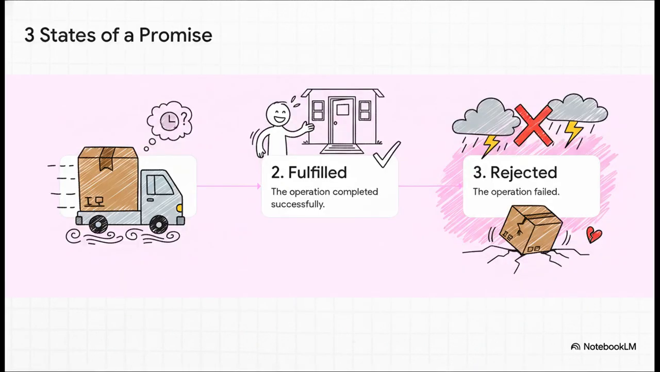And now for our final tool, promises. Promises are how we handle asynchronous operations, like fetching data from a server. A promise is basically an object that represents a future value. It can be in one of three states: pending, which is like a package in transit; fulfilled, meaning the package arrives safely; or rejected, meaning something went wrong with the delivery.